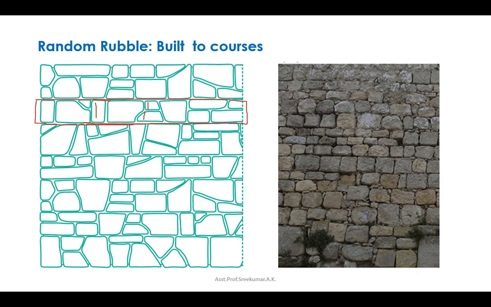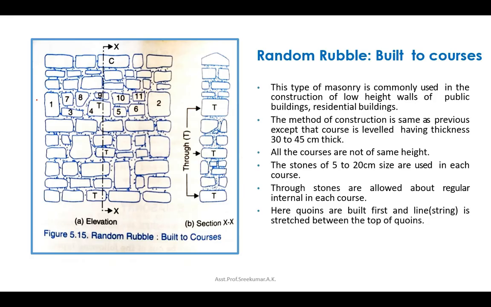So this is another image of the same type of masonry. The method of construction is the same as previous, except that the course is leveled, having thickness 30 to 45 centimeters. The stones of 5 to 20 centimeter size are used in each course. Here, quoins are built first and string is stretched between the top of quoins.